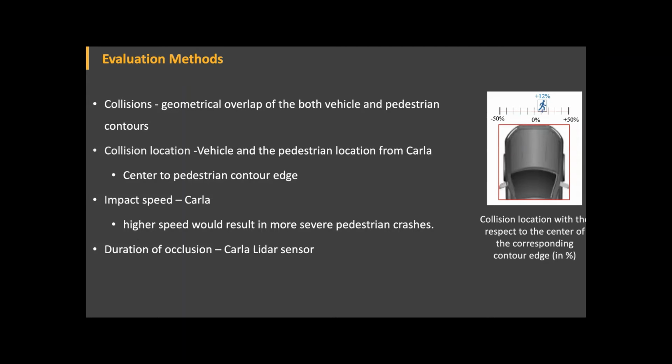Impact speed of the ego vehicle could be observed for the evaluation. So as expected, the higher speed will result in more severe pedestrian crash. The duration of the collision could also be observed, exploring the effectiveness of the collision on the effectiveness of the AEB systems.